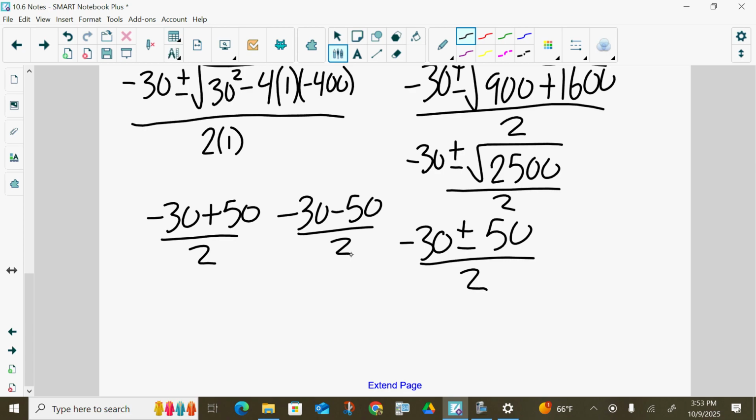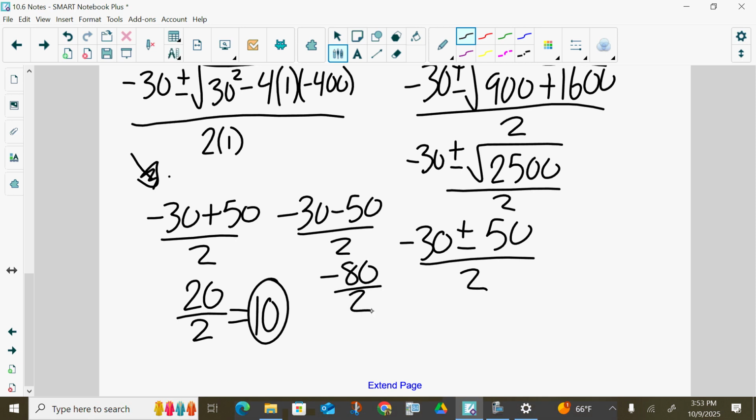If I work just on my left side one, that's this one right here, negative 30 plus 50 will give me 20 over 2. That's my answer of 10, which we wind up taking as our only answer, because negative 30 minus 50 will give me negative 80. Divided by 2 gives me negative 40. We can't have a negative answer, so this one doesn't work. So our answer for this one is 10.